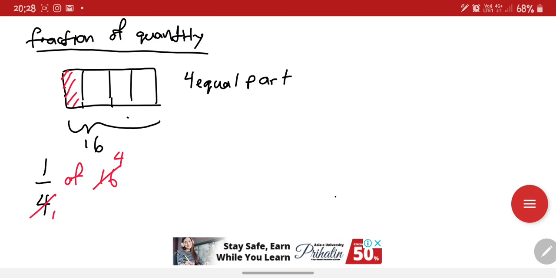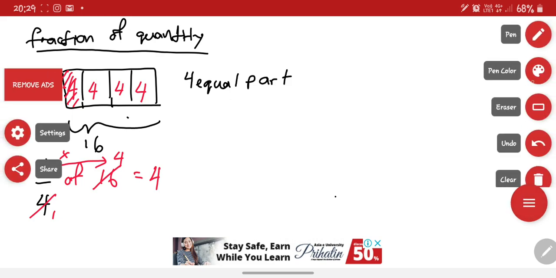Then you multiply the numerator with that number. So 1 times 4 is 4. So 1 box is equal to 4. Each and every box is the same size, so each box will be equal to 4. Now you know that 1 out of 4 of 16 equals 4.